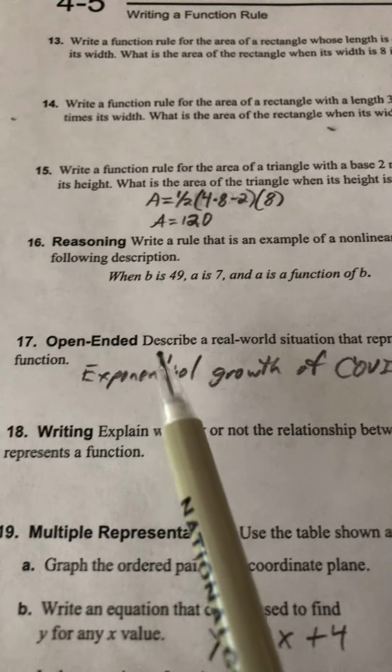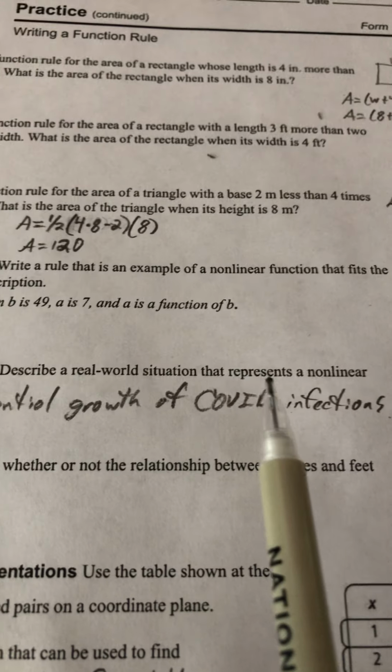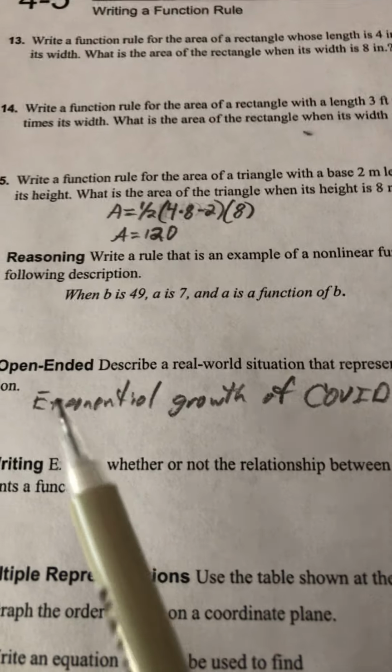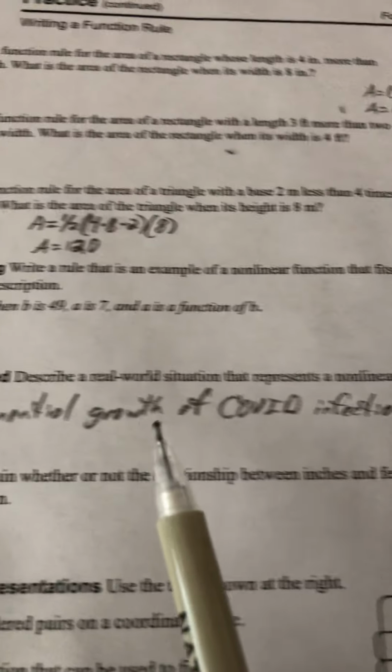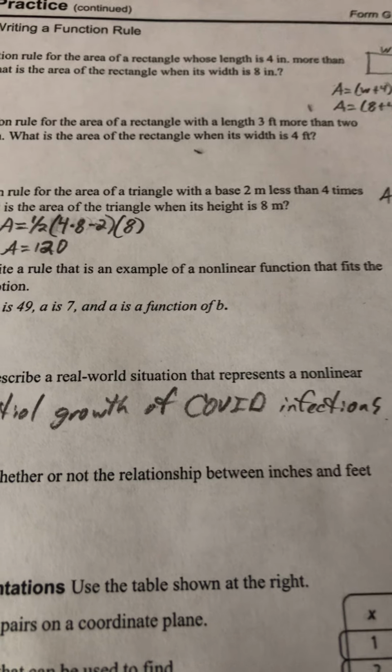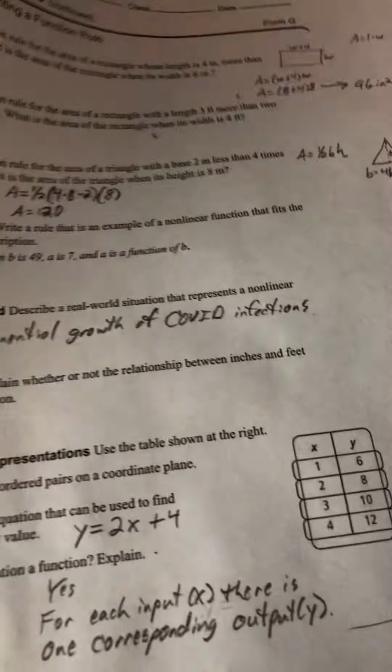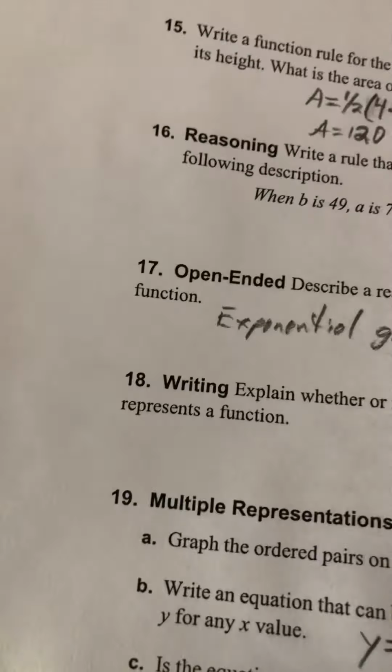For number 17, an open-ended, describe a real-world situation that represents a nonlinear function. Well, just all the charts that I've been seeing on the exponential growth of COVID infections. That's something that's happening right now, current events, and that could be an answer. If you can think of anything else, look up anything else, that would be fine.